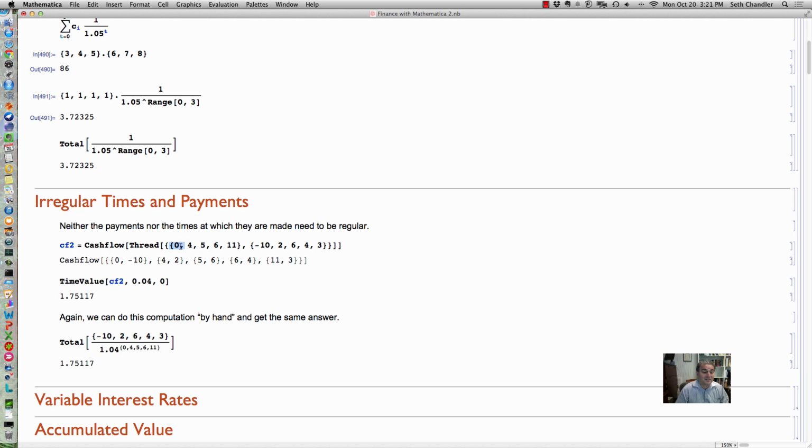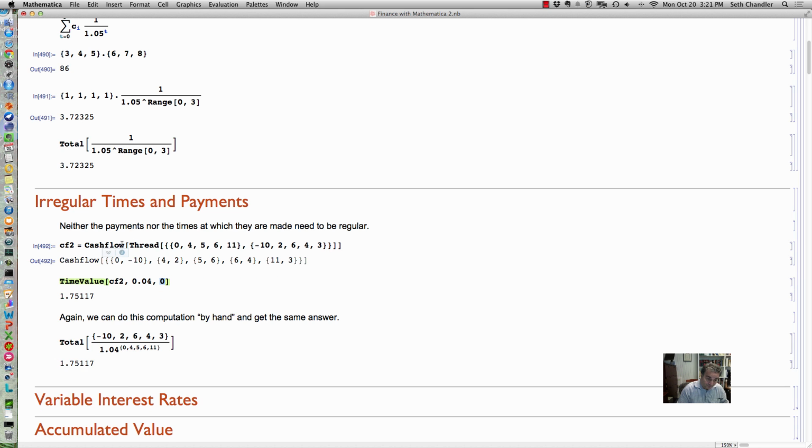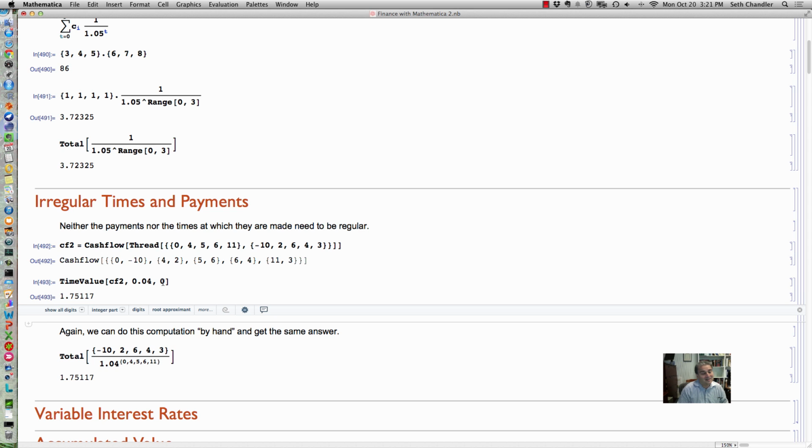Here we're going to represent a situation in which the payments are made at time 0, time 4, time 5, time 6, and time 11, and the amounts of the payments are -10, so we can represent situations in which maybe you're making a loan to somebody and you're giving them $10, and these are the paybacks. You're getting 2 and 6 and 4 and 3 at each of these times. So that creates our CF2, and we can now compute the present value, that is the value at time 0, of this cash flow, discounted now with an interest rate of 4%. Okay? And we get 1.75.